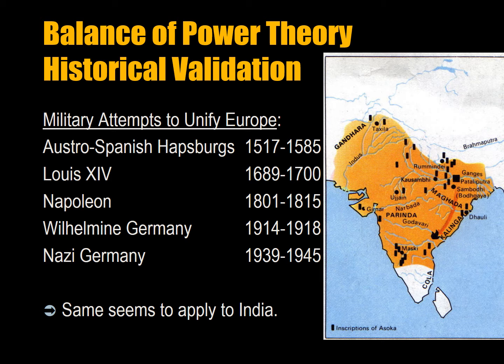Louis XIV's wars. He tried to expand all the way to Jerusalem, but was blocked by a coalition of Austrians, English, and Dutch. The Napoleonic Wars, which unified Europe for a while, but never overcame the resistance of England. The Wilhelmine Germans, that ultimately ended up in the First World War. And the attempt by Nazi Germany to create a new order in Europe. The balance of power also applies to India.